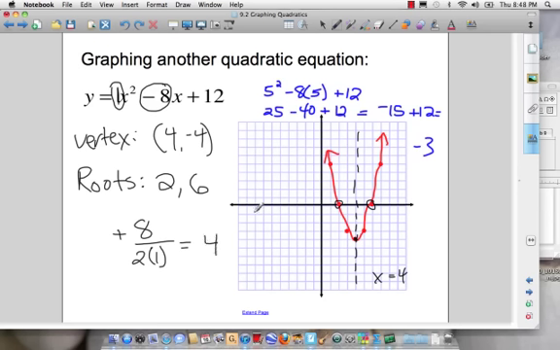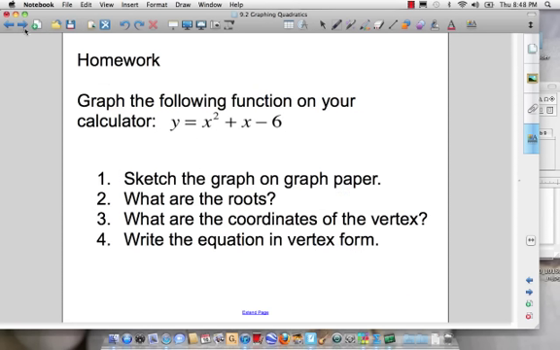you get the 4 also. I don't know if that'll help you or not, but you can average the roots, or you can take the opposite of this number divided by twice that number. Either way, you'll get the 4. Okay, that was a lot of information. Hope it made sense. For your homework, graph y equals x squared plus x minus 6 on your calculator first.